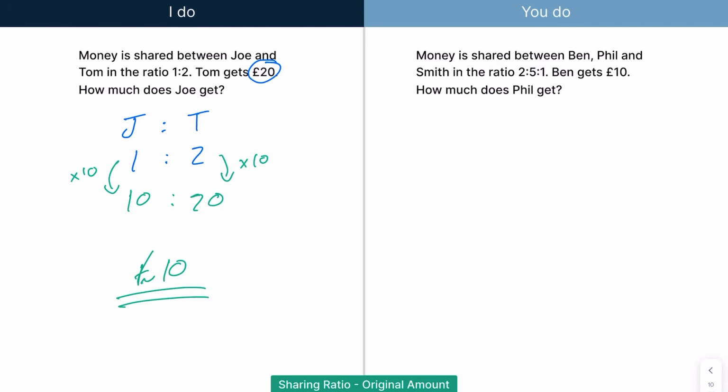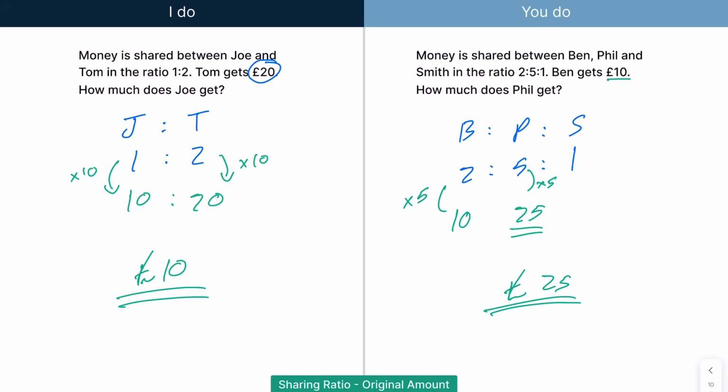So looking on the right, again, the exact same approach. We have Ben, we have Phil, and we have Smith. They have a ratio of 2:5:1. We've been told that Ben gets £10. So if I write that under here, well, how do you go from 2 to 10? Well, you times that by 5. So it's asking how much does Phil get? So again, we times that by 5. That gives us 25. So the final answer is Phil gets £25.